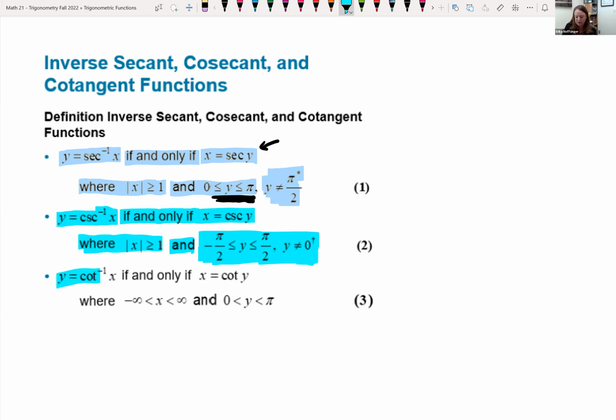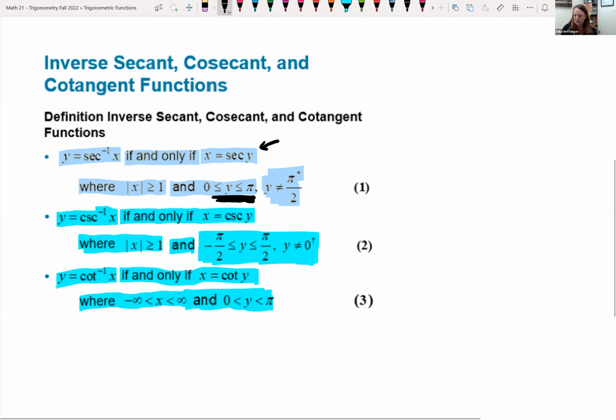And then y equals cotangent inverse of x if and only if x equals cotangent of y. Here x is between negative infinity and infinity, and y is between 0 and pi. And so just think about the denominator of cotangent of x is sine of x, and we bounded cosine of x between 0 and pi. So for the inverse function, our range is going to be between 0 and pi, not including the endpoints.